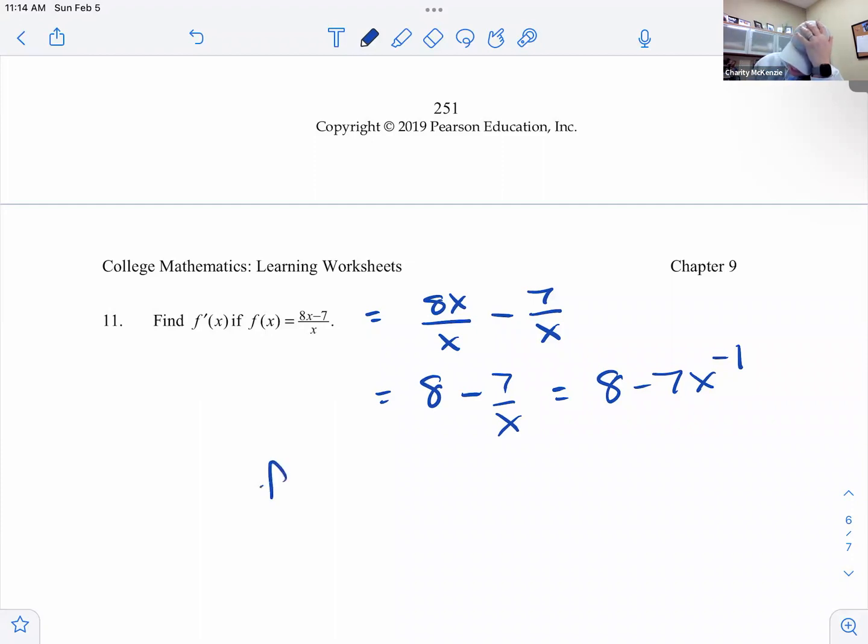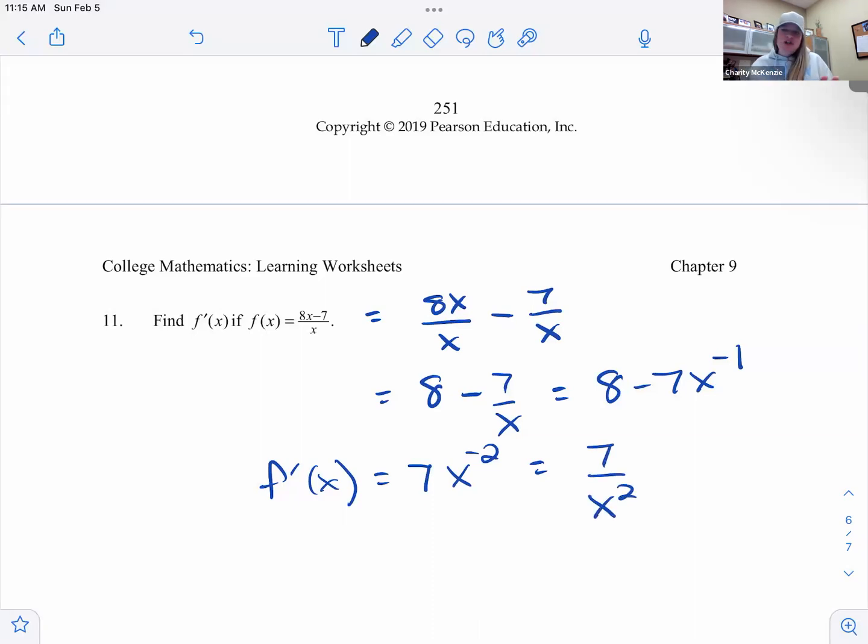All right, so if I go to do the derivative, what's the derivative of 8? 0. It's a number, it goes to 0. And then negative 1 times negative 7 is 7. And then minus 1 more from negative 1 is negative 2. And I could from here rewrite that underneath, but I don't have to, but I could rewrite it like this.